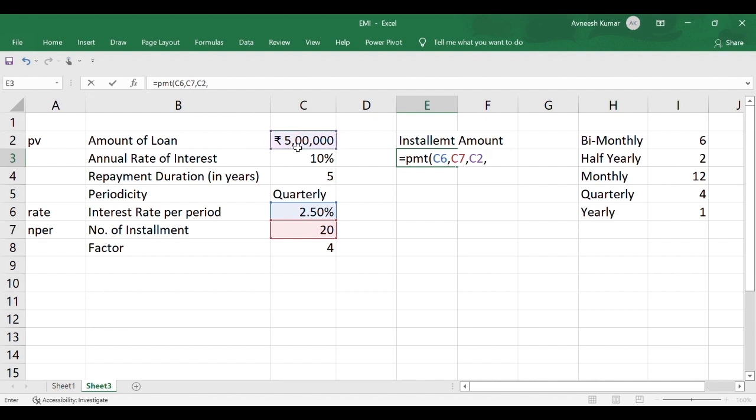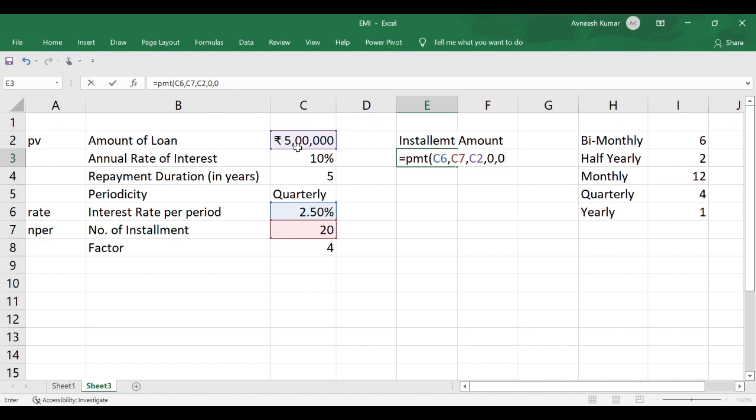We want the future value. Even if we leave this, it would be treated as 0 balance at the end of the repayment period. Still, we just enter 0. And type, for type we have two options. We can enter 0 or 1. So 0 means that interest is supposed to be paid at the end of the intervals or end of the period, and 1 would mean that interest would be paid at the beginning of the period. So we just take the normal thing, that we choose 0, that interest would be paid after a particular duration.